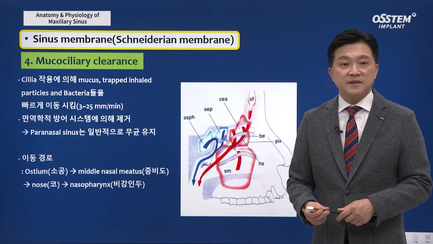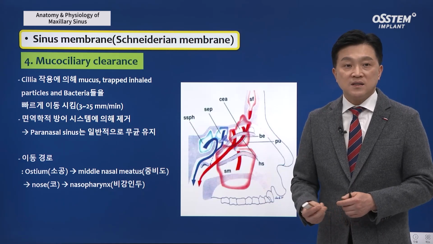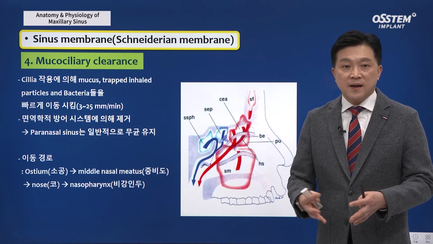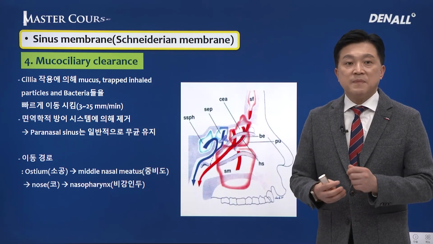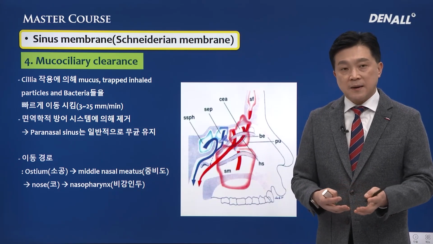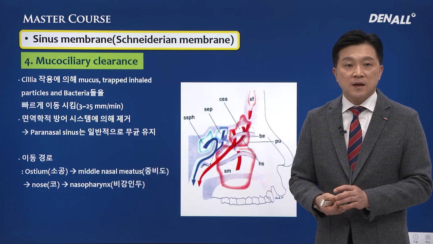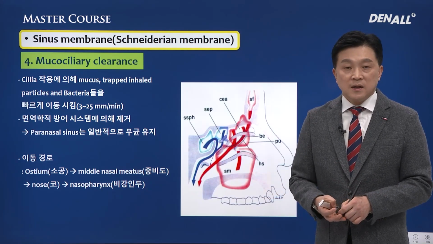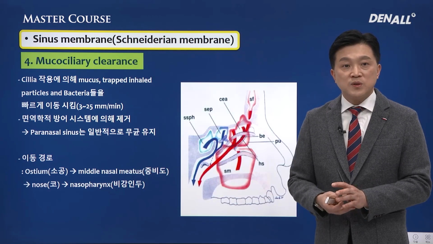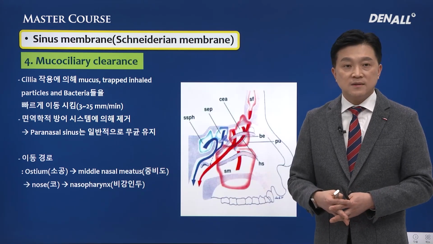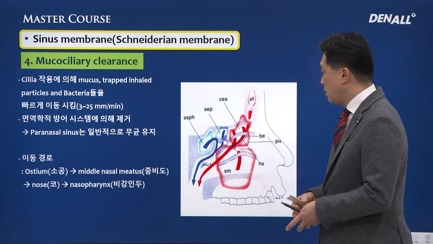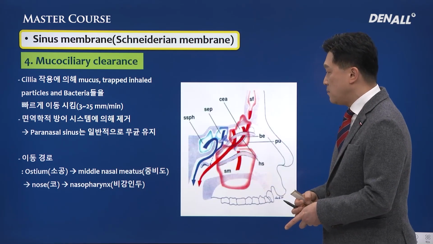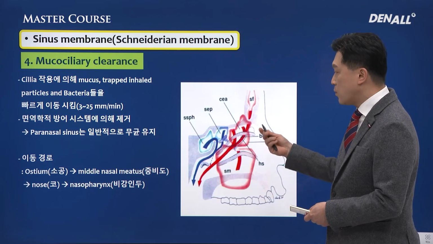This is referred to as mucociliary clearance. Through ciliary movement, the different debris and bacteria are all excreted outside. This is an immune system. Mucociliary clearance allows the sinus to be aseptic in most cases. Excretion is done from the ostium to the middle nasal meatus to the nose to the nasopharynx.